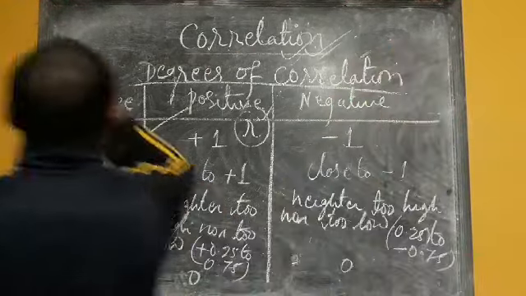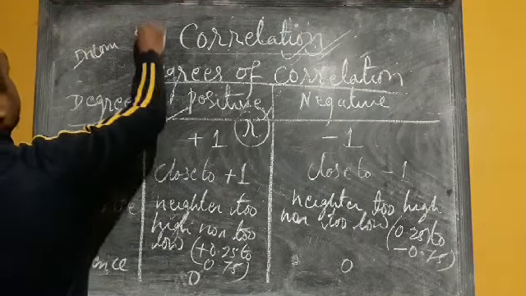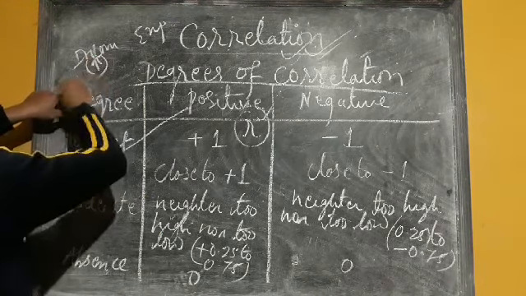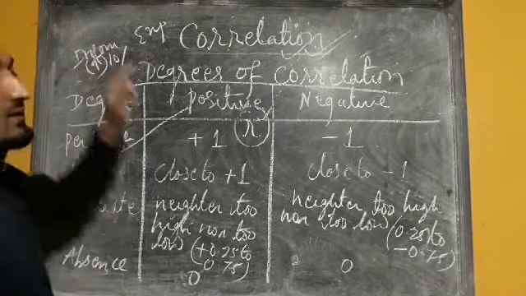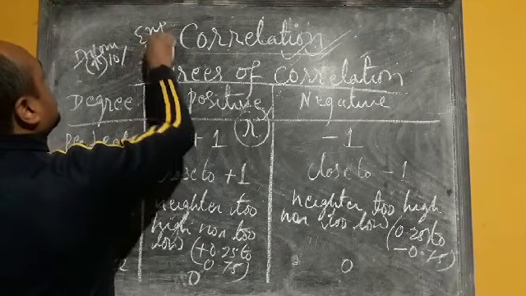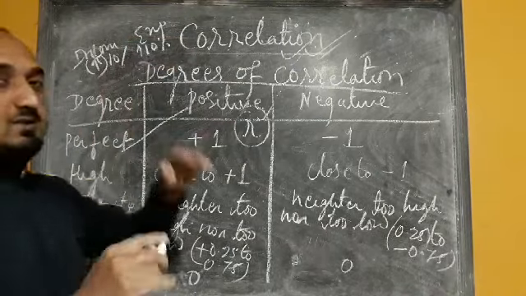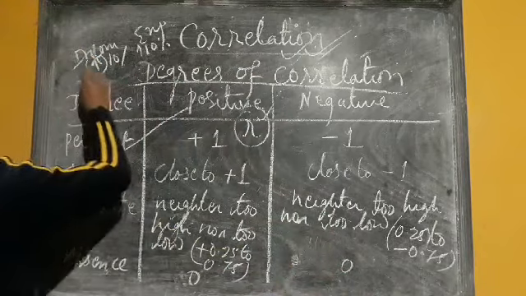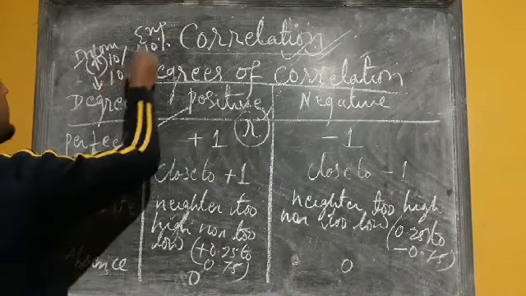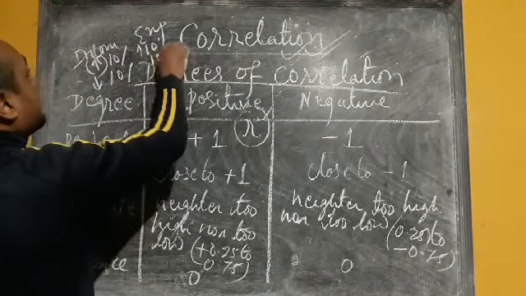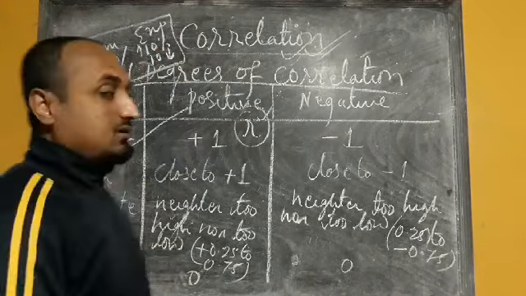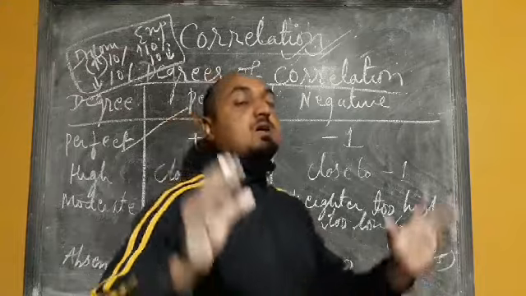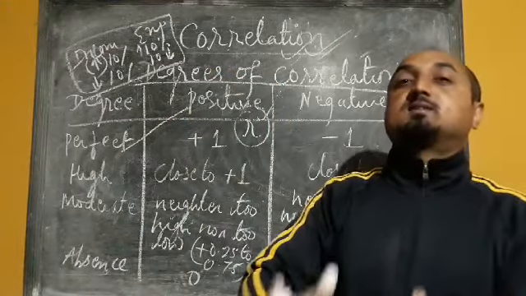Let's take the example of again income and expenditure. If income is, suppose, increasing by 10%, and due to increasing income by 10%, your expenditure is also increasing by 10%. Okay, income is increasing by 10% and due to that expenditure is also changing by 10%. If income is decreasing by 10% and exactly your expenditure is also decreasing by 10%, then this situation comes under perfect positive correlation. Okay, perfect positive correlation means the two variables will change in the same proportion.